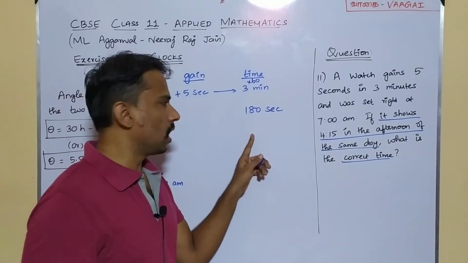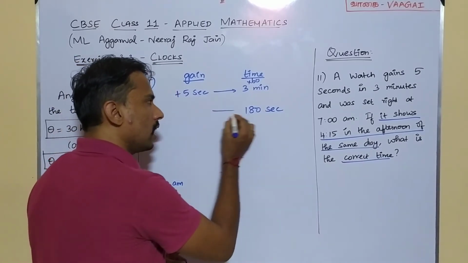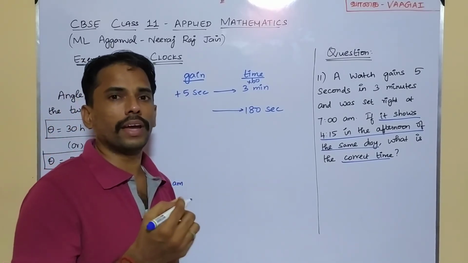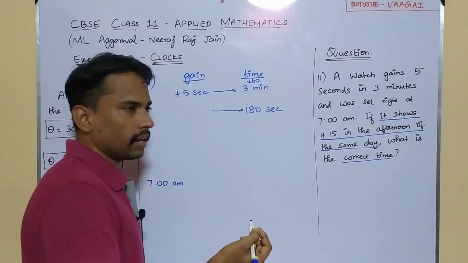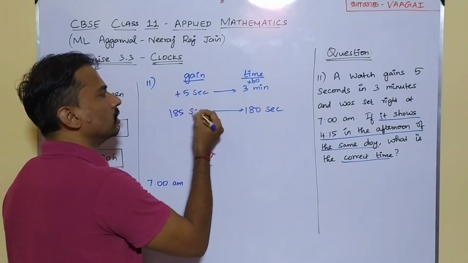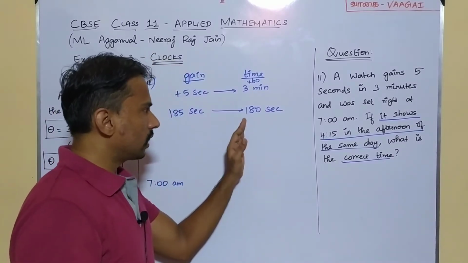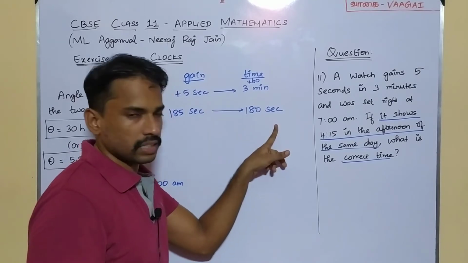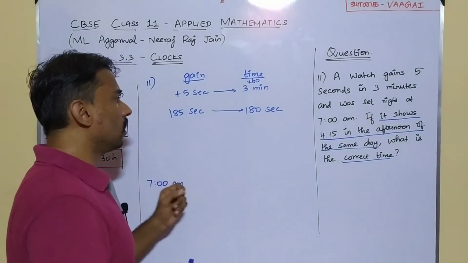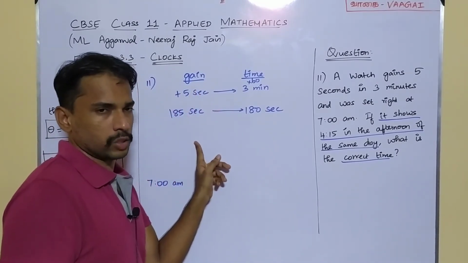So this means when the correct clock is running for 180 seconds, in the same time this gaining clock would run for how many seconds? It would run for an extra 5 seconds. Can I take it like that? 180 plus 5, that means 185 seconds this gaining clock would run. This point you should understand very carefully. When the correct clock runs for 180 seconds, in the same time this gaining clock would run for 185 seconds, 5 seconds extra, because it is gaining 5 seconds. That's why I'm writing it like this.